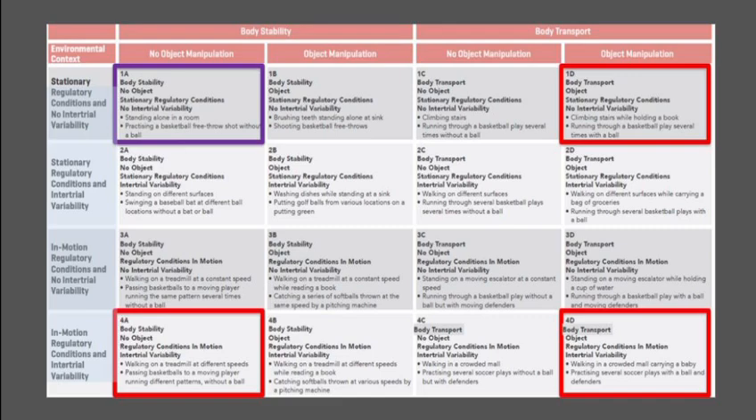And then the second dimension is function of the action. This involves body orientation, which is whether the body is stationary or moving when doing the skill. And next will be object manipulation, which is whether an object is being manipulated or not. Using this table, you'll be able to progressively train your athletes in developing the skill.